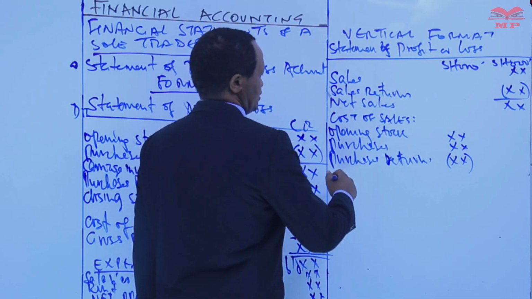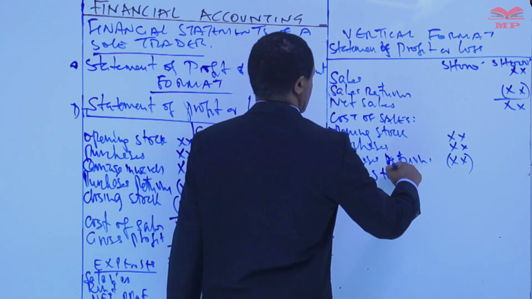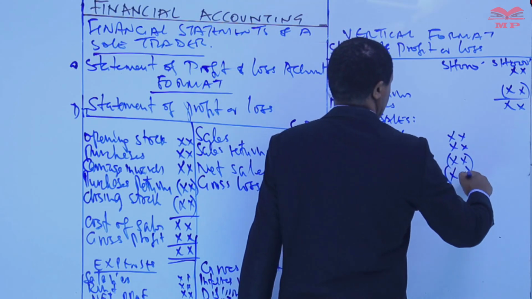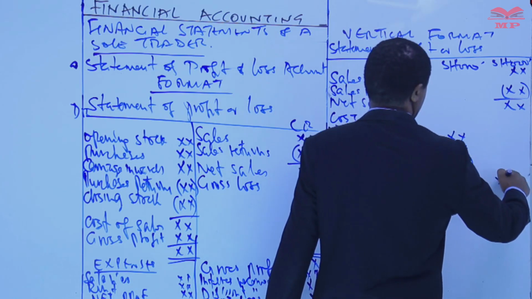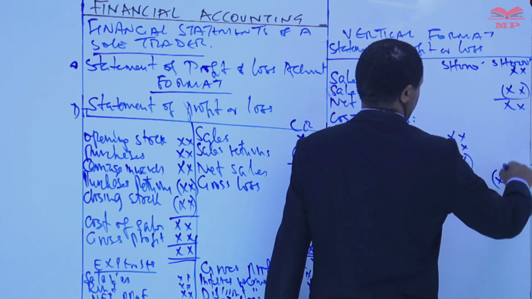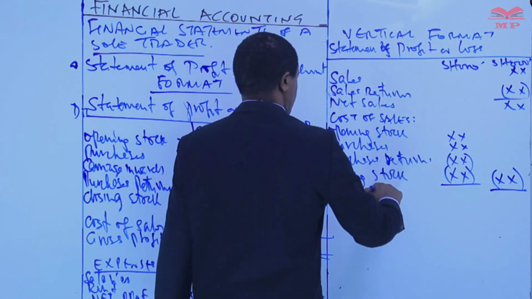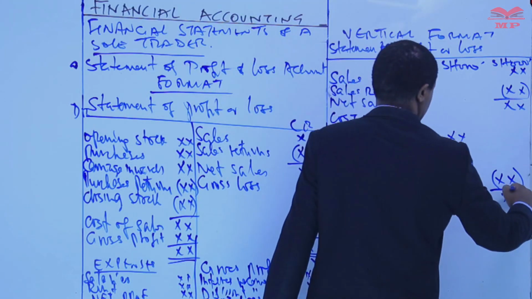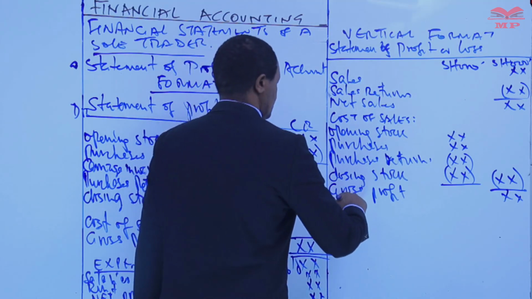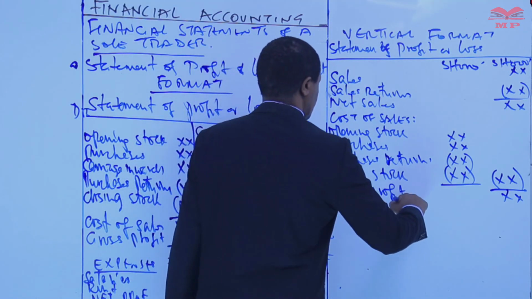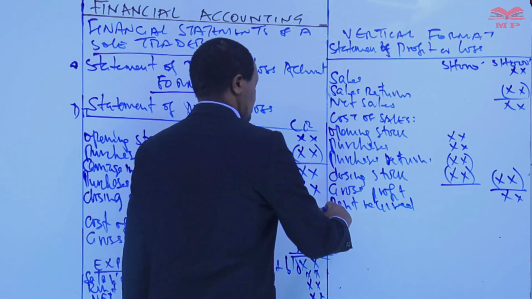Then of course we have the closing stock, which we deduct here. The net is the cost of sales. So this cost of sales we deduct from sales to get the gross profit. Gross profit. Then we add any other income to the gross profit, like rent received. If the business has rental income, we add it to the gross profit. Discount received.